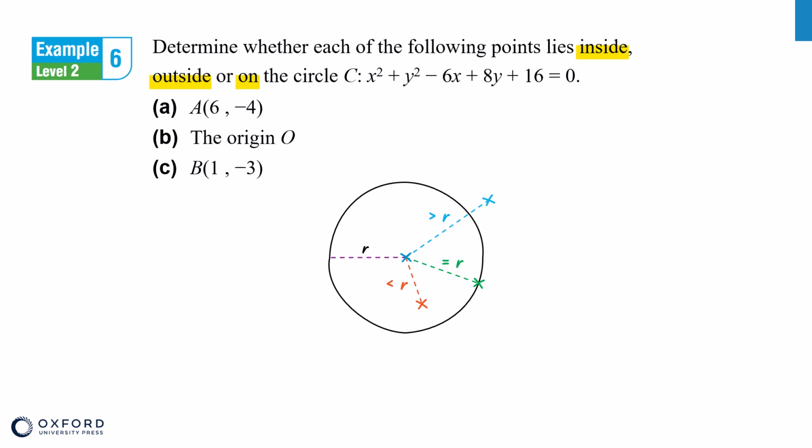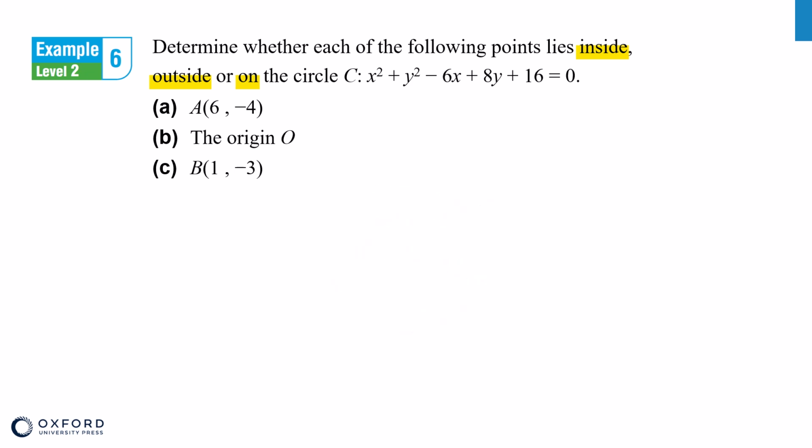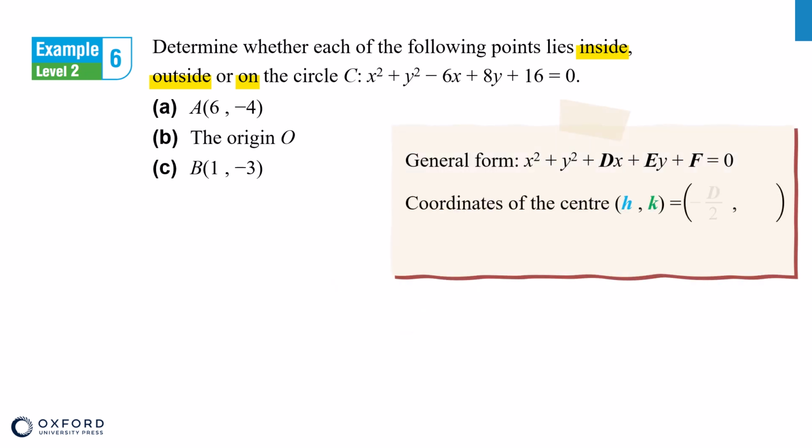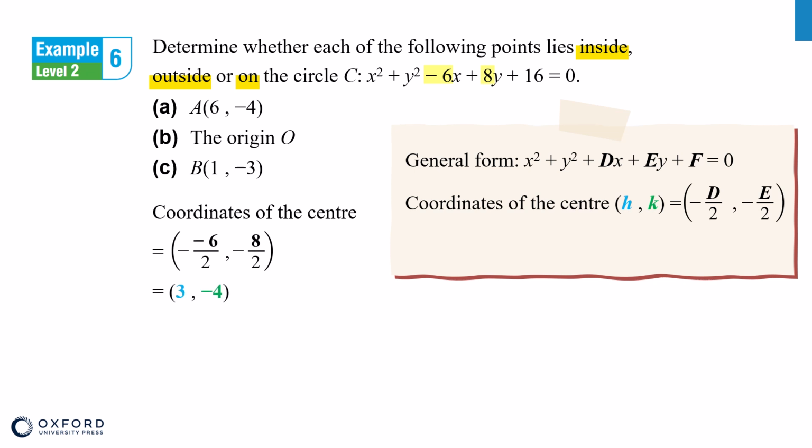So the first things we need to find are the coordinates of the center and the radius. Note that the equation of the circle is written in the general form, so we can find these two pieces of information easily. The coordinates of the center are negative d over 2, negative e over 2. That is negative of negative 6 over 2, negative 8 over 2. That is 3, negative 4.